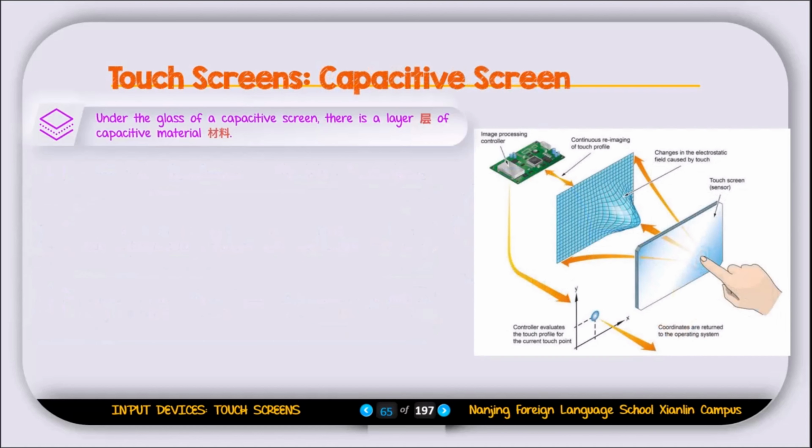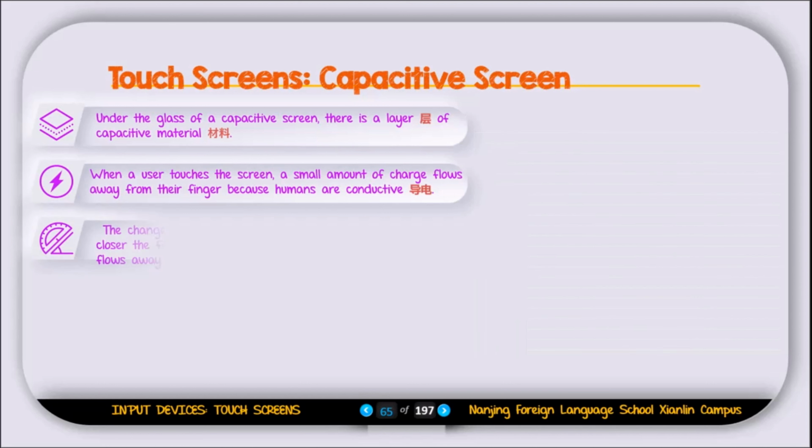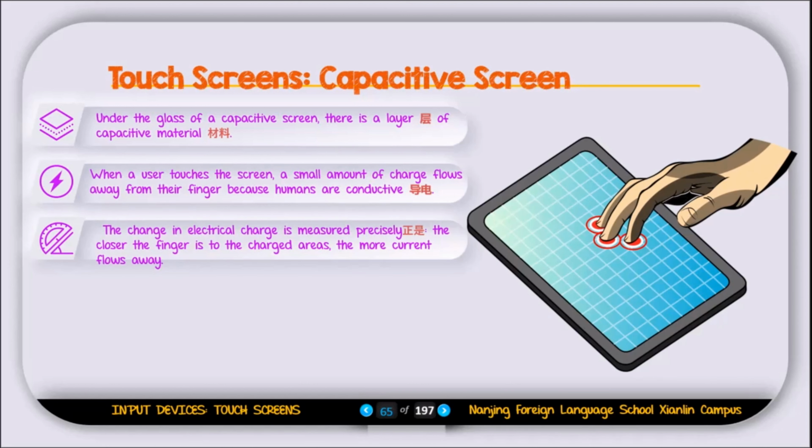The next type of touchscreen is called the capacitive touchscreen. Here you can see in the diagram, this is the working of the capacitive touchscreen. Under the glass of a capacitive touchscreen, there is a layer of capacitive material. And when a user touches the screen, a small amount of charge flows away from their fingers because humans are conductors. The change in the electric charge is measured precisely.